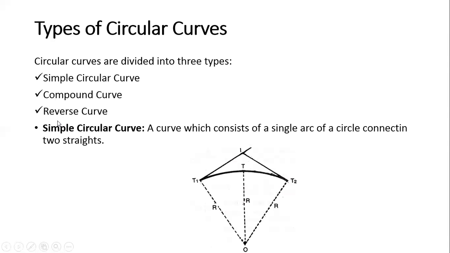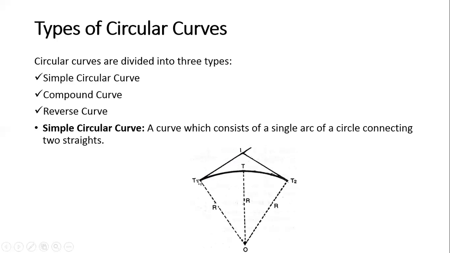So let us start with the simple circular curve. A simple circular curve means a curve consisting of only a single arc. So we have only a single arc here, with constant radius. The radius is R. So we have a single arc connecting two straights.